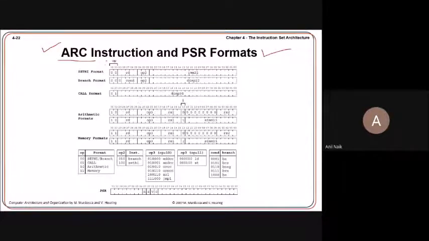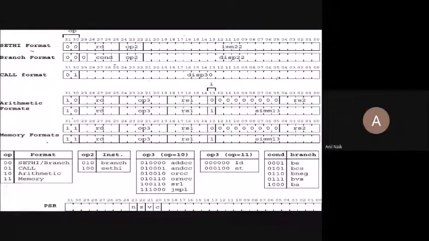So in ARC, a RISC processor, there are two types of processors now. One is RISC and the other is CISC. So this is a RISC, reduced instruction set computer, a RISC type of processor. And here we will discuss the format of these different instructions. Here we are discussing only the important instruction formats.